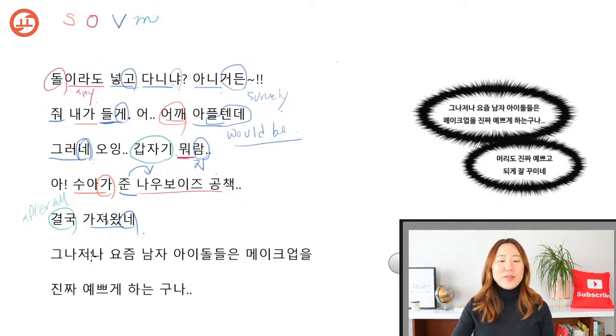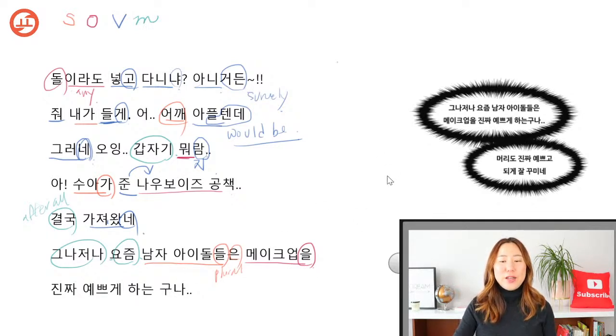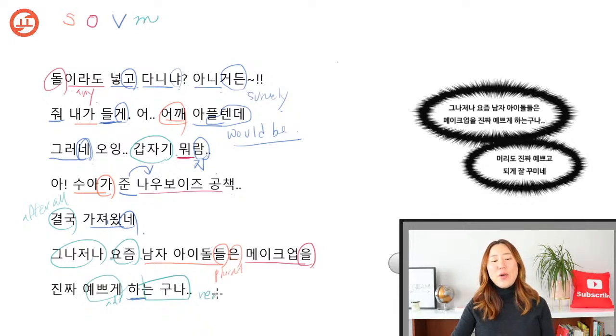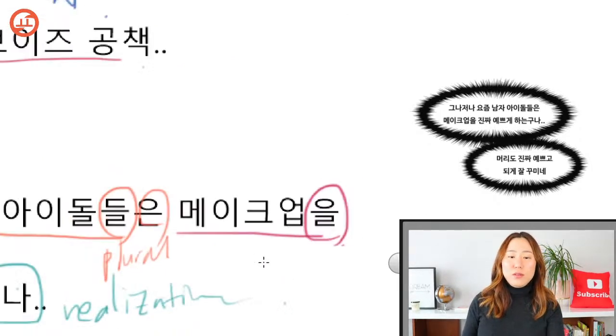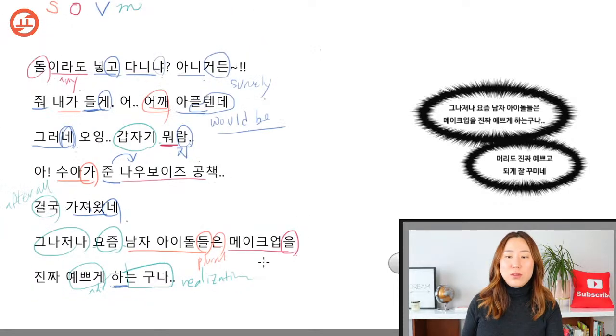그나저나, anyhow. 요즘, these days, 남자 아이돌은 boys group, right? Boy idols. This is plural. 들은 subject particle, 메이크업을, 메이크업 진짜 이쁘게 하는구나. They're doing it. They're doing it what? Makeup. Pretty. This is the adverb actually. 는구나. Realization. Okay? It's like realization verb ending. Wow. Something happened. Okay. This is good enough.